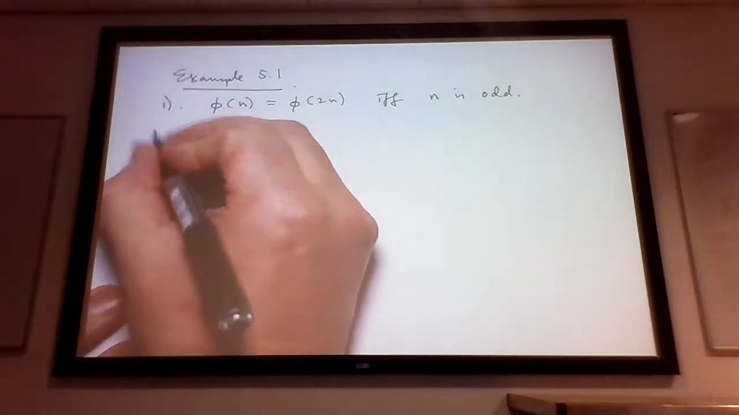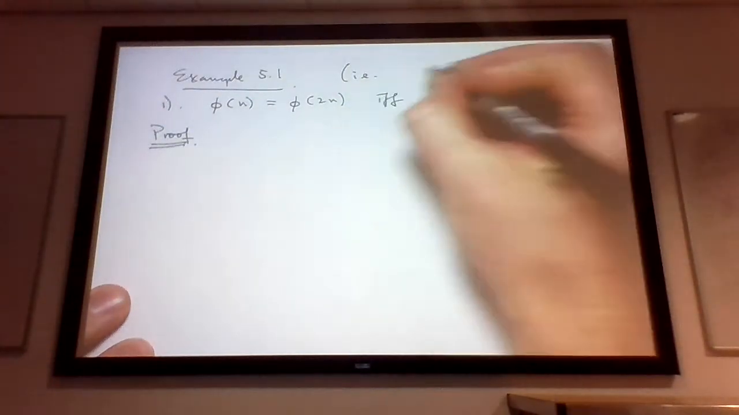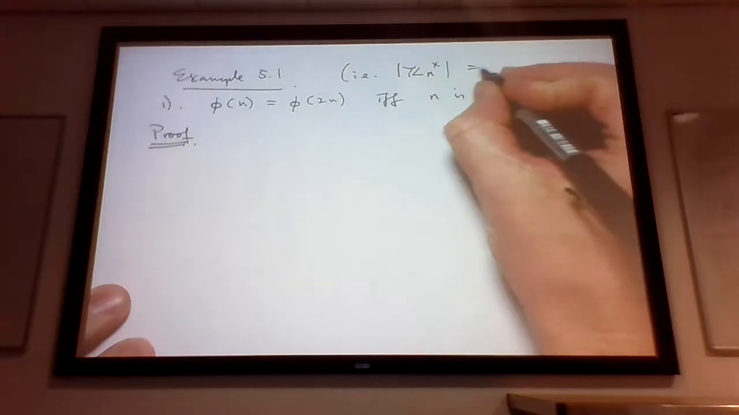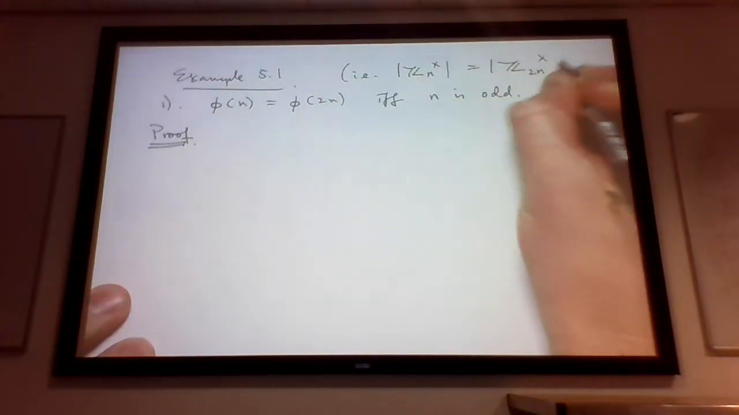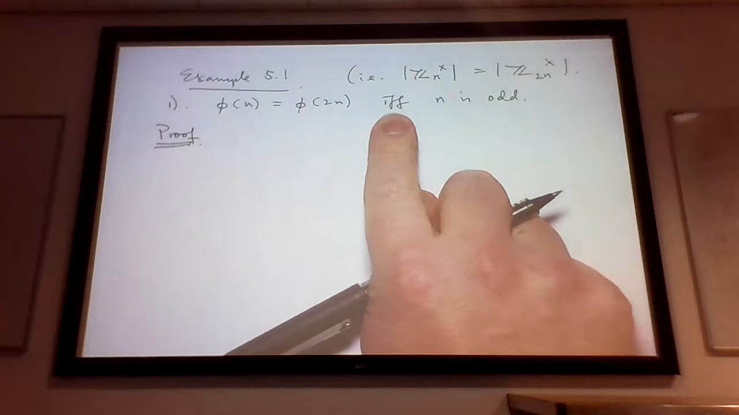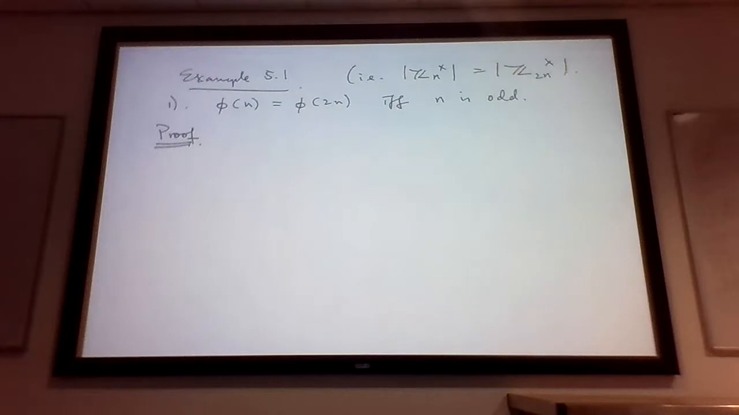So we'll look for a proof of this. That is, the size of the multiplicative group of congruence classes modulo n is the same as the size of the group of congruence classes modulo 2n if and only if n is an odd number. So it's an equivalence, it's an if and only if. So the most conservative, most patient way to approach this is to prove the two directions of it. 5.1, part 1. This is page 36.